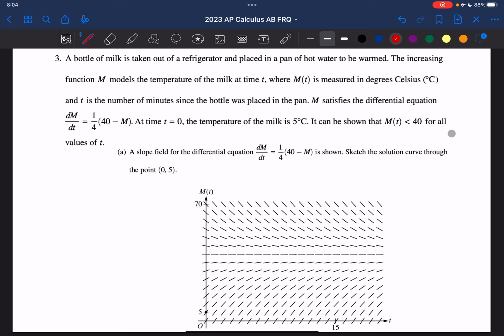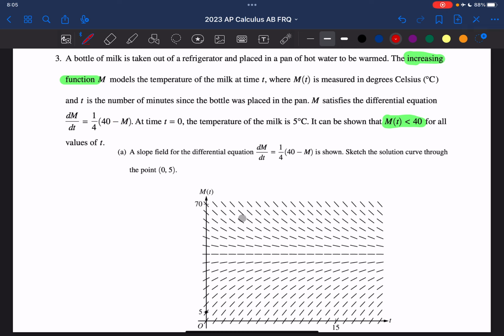Now they give us two important things. It says the increasing function, so they tell us that it's increasing. They also say that m of t is less than 40 for all values of t. Those two pieces of information could be very important for us.